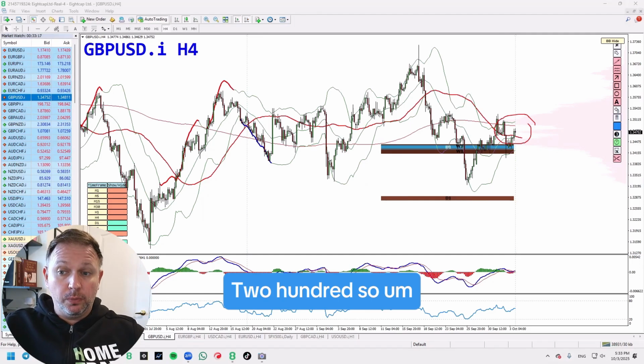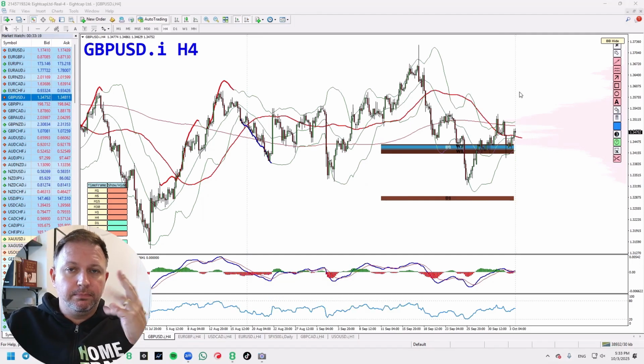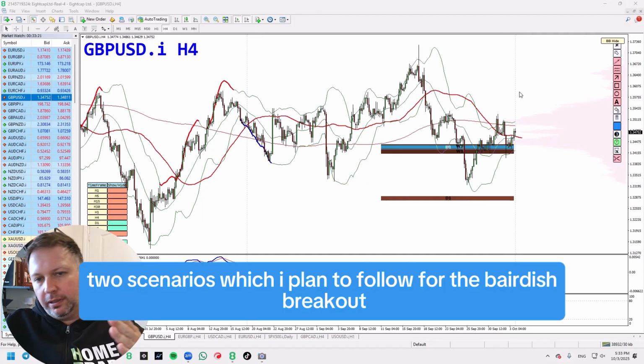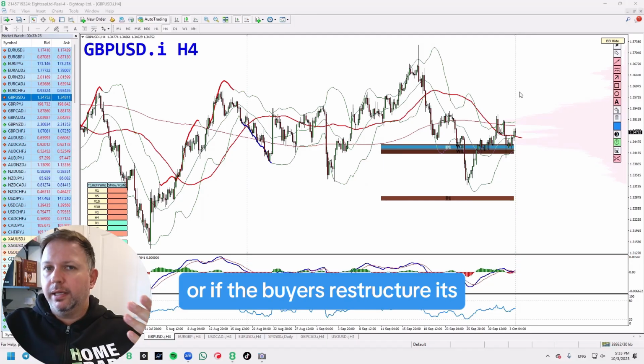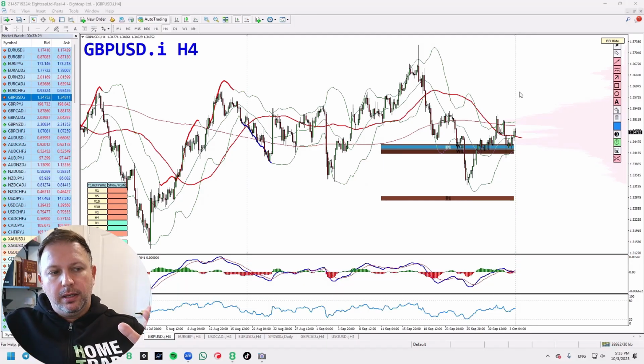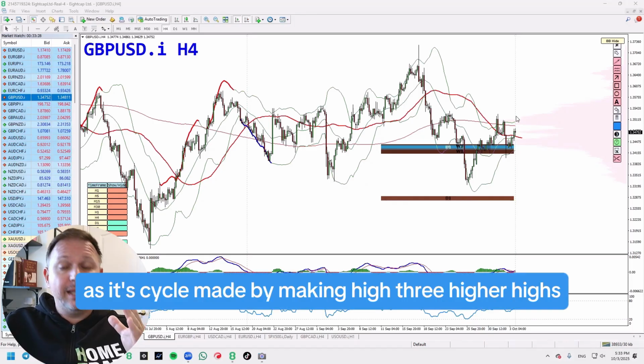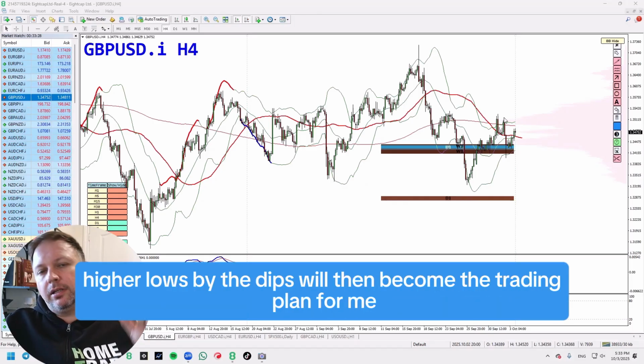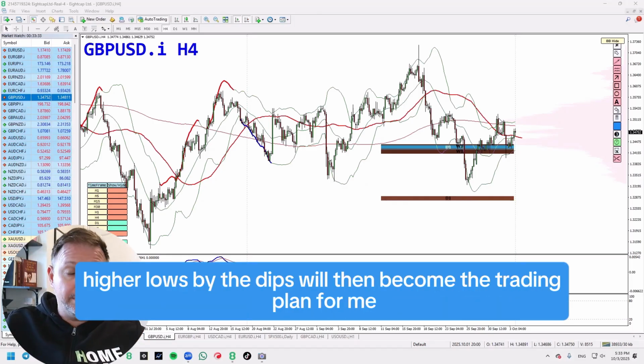S&P 500. So, two scenarios which I plan to follow: for the bearish breakout, or if the buyers restructure its cycle by making three higher highs, higher lows, buy the dips will then become the trading plan for me.